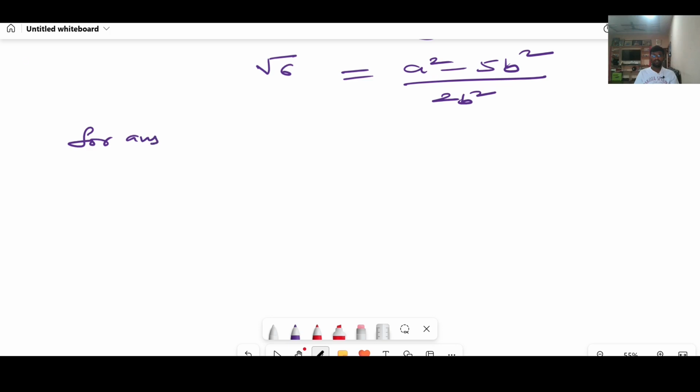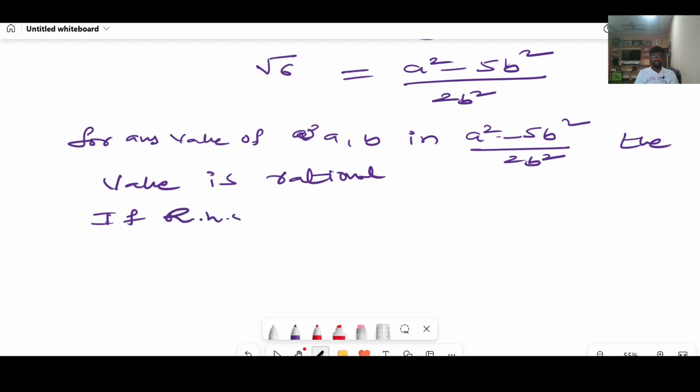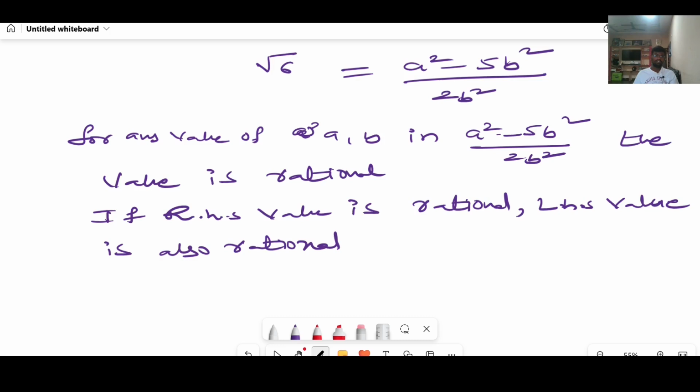Look at here, for any value of a comma b in a square minus 5b square by 2b square, the value is rational. If the RHS value is rational, the LHS value is also rational, right?